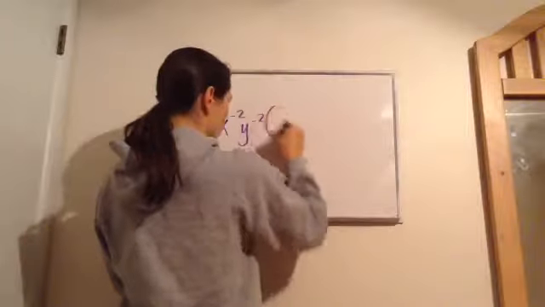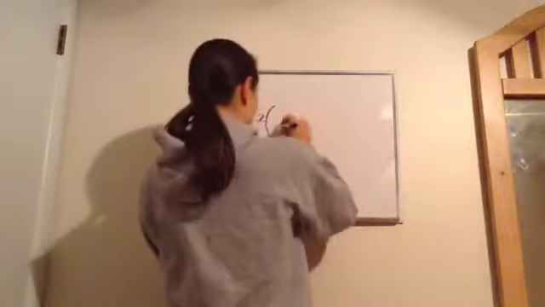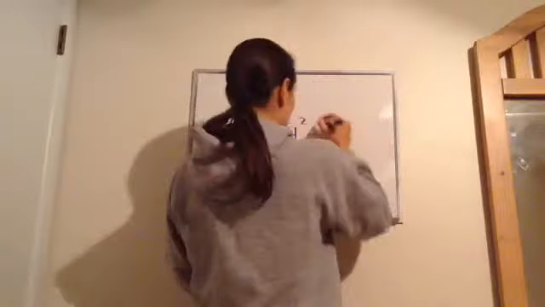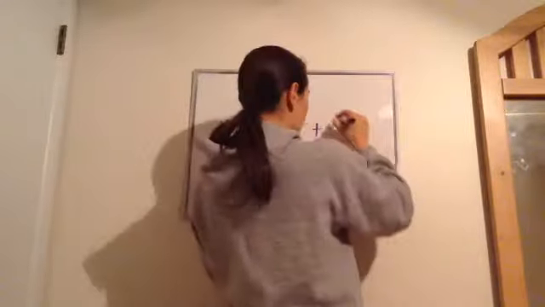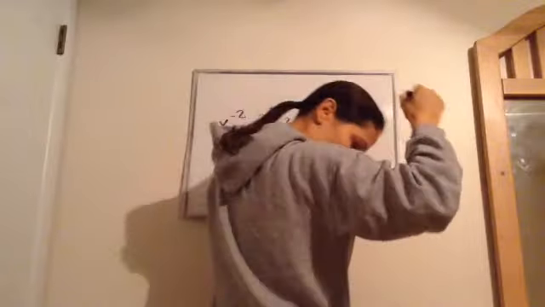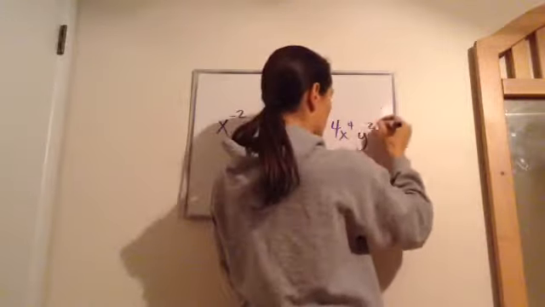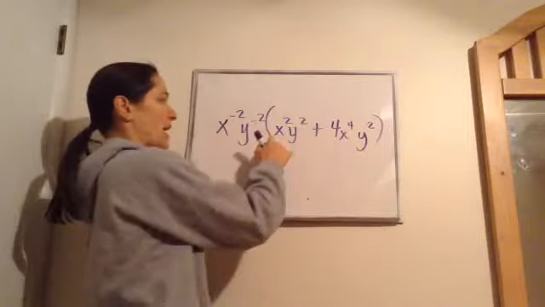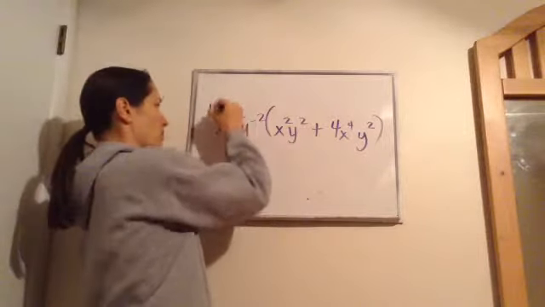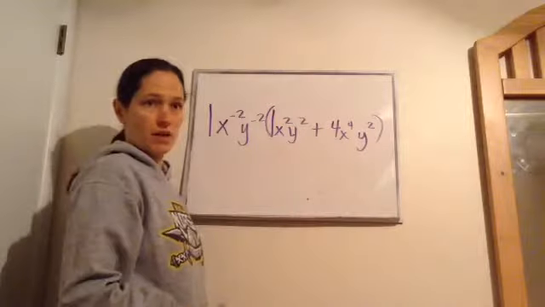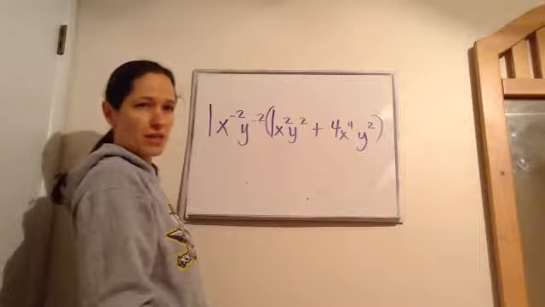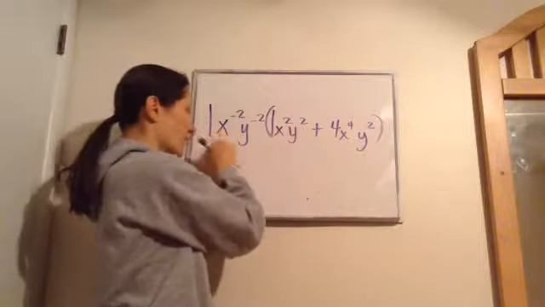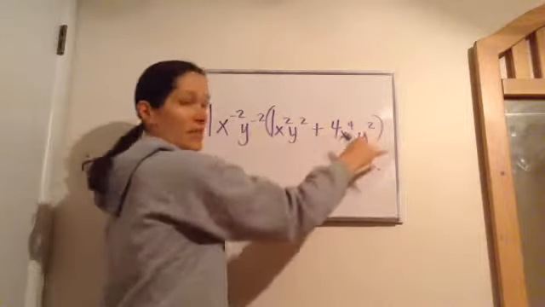y negative 2, x squared y squared plus 4x to the 4th, y to the 2nd. Okay. First thing I'm going to do that I noticed, I'm going to put a 1 and a 1 in front of those. Do you know why I did that? Yeah, because I have 1 of this set, and I have 1 of this set. And I have 4 of this set.